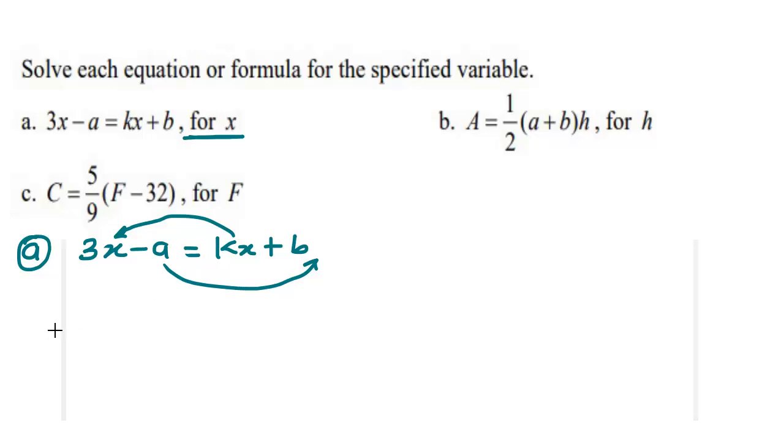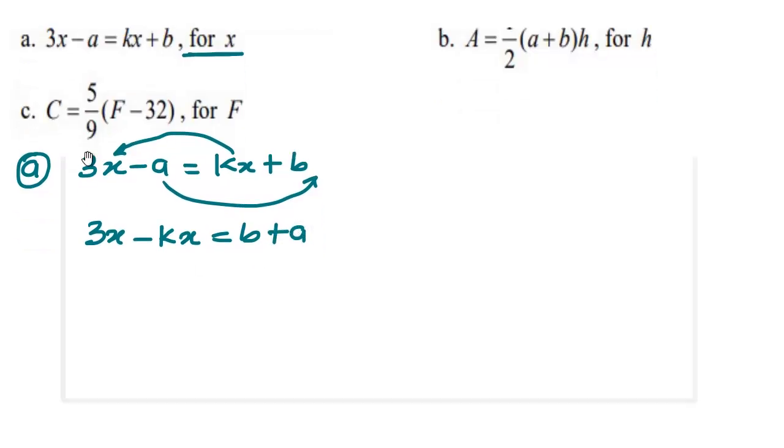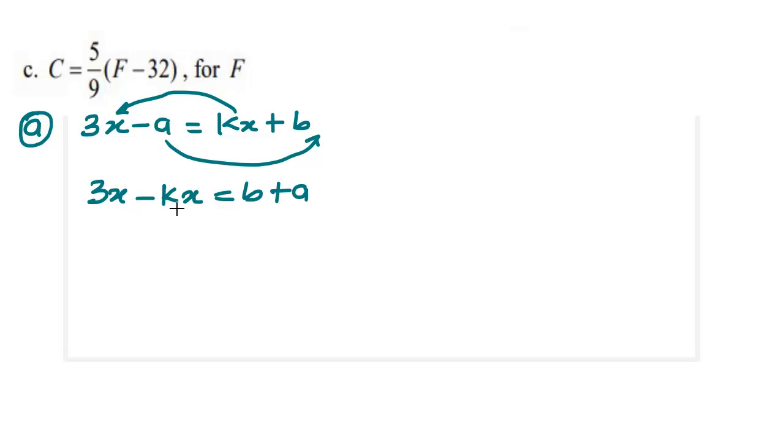So kx will turn to minus kx. So we have 3x minus kx will now be equal to b. Minus a coming here will become plus a. So the next thing is, you notice that we are making x the subject of formula, so we can factor x out of this expression, because x is common to both of the terms. So we have x into bracket 3 minus k is equal to b plus a.